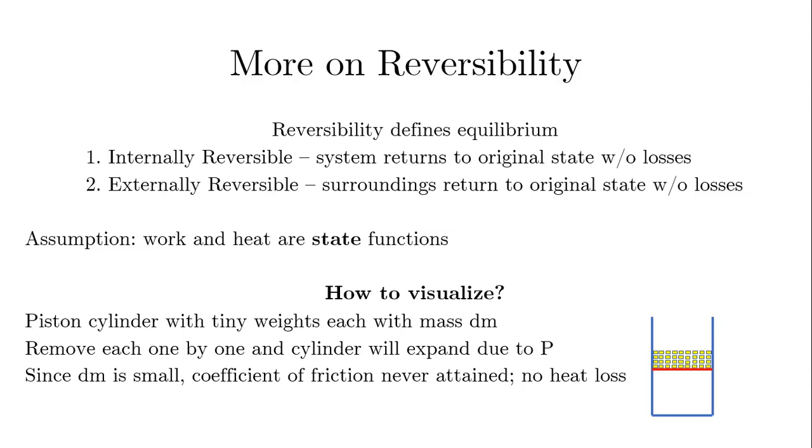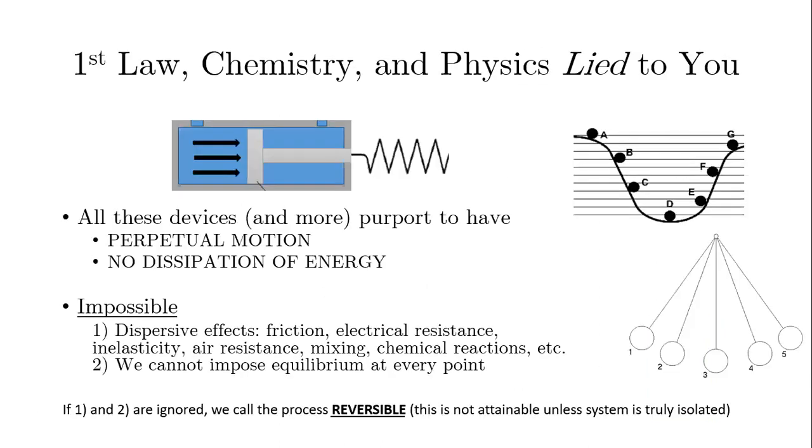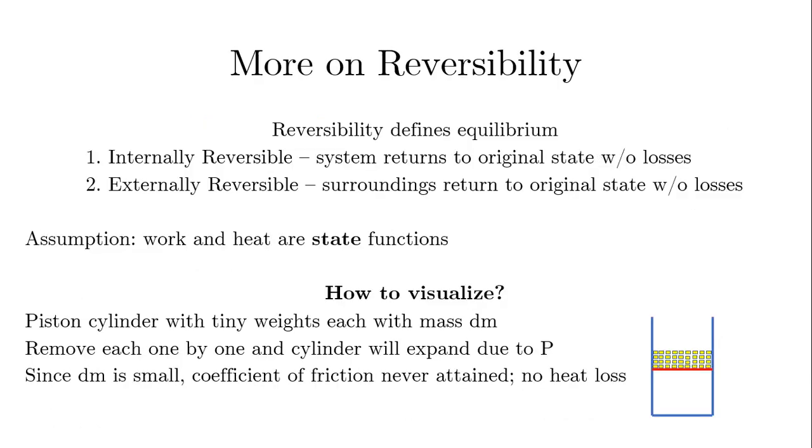So for reversibility, we're assuming that Q and W will go back to their original value, which is why I am allowed to say that at A, I have a value for the kinetic energy, and as the ball goes back to G, it will have the same value of kinetic energy and potential energy. I'm not losing anything because I'm saying it's reversible. So we're assuming that these things are state functions, which obviously is not the case.